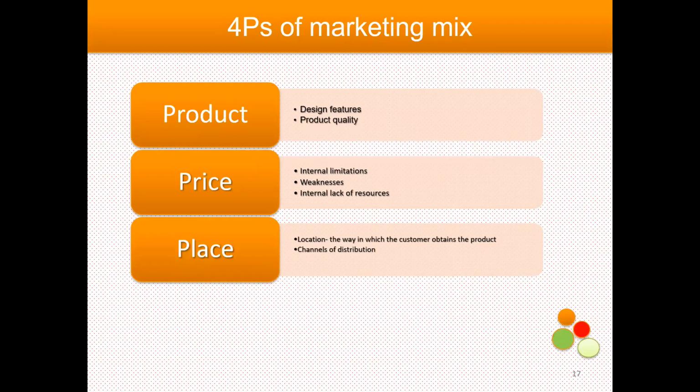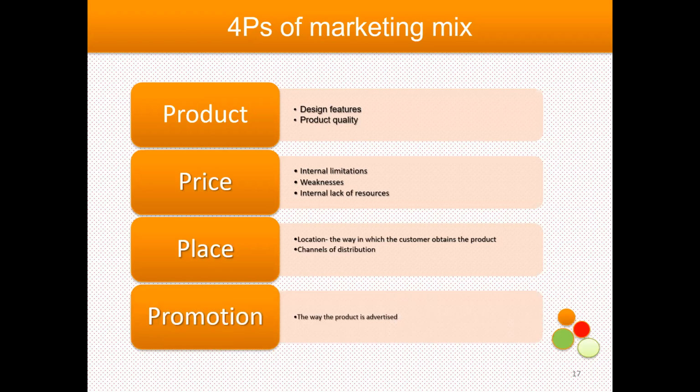You have your price, you have your place. The place refers to the channels of distribution or the location. Then you also have promotion, which is the way the product is advertised. This is what we call the marketing mix. For a successful marketing approach, you need the right product, right price, right place, right promotion.